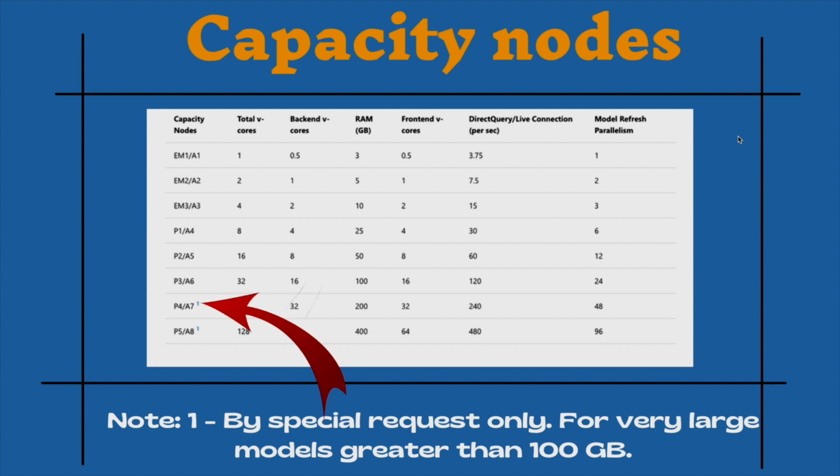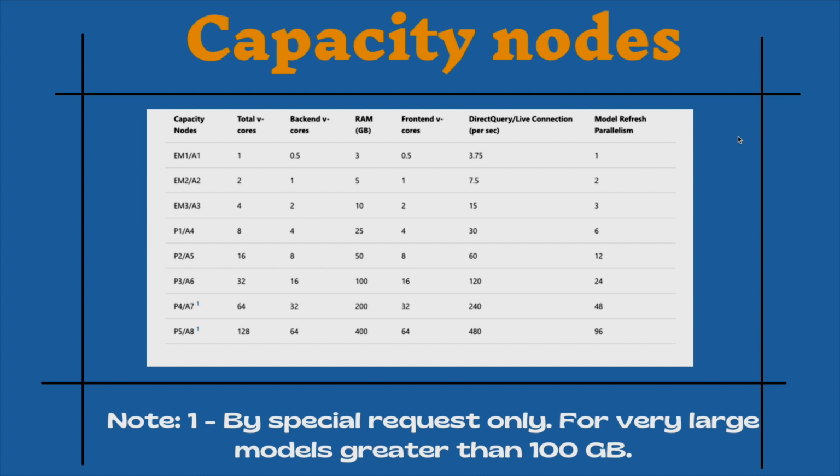But you have noticed that on P4 and P5 there is a symbol attached to it, a 1. That simply means it's available only on special request for very large models greater than 100 GB. So if your Power BI model is more than 100 GB, only then go for P4, P5 or A7 or A8. And in those you will see the total vcores have been increased to 64 and 128.